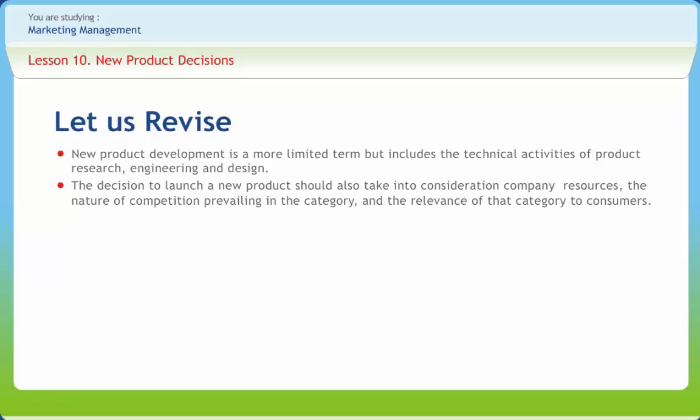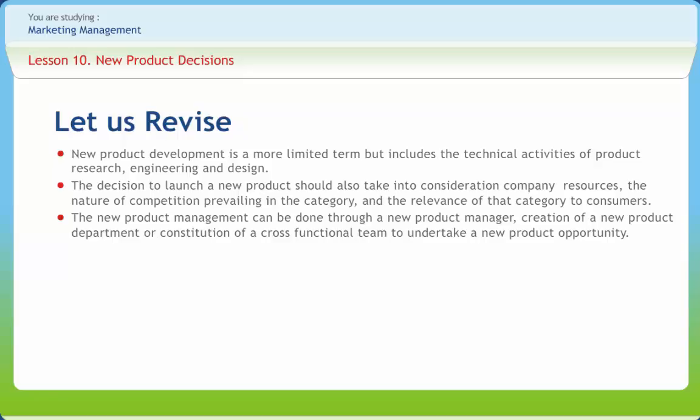These evaluations help in identifying the positions of existing products with competitors as well as emerging new product ideas. The new product management can be done through a new product manager, creation of a new product department, or constitution of a cross-functional team to undertake a new product opportunity. New product ideas may come from internal sources like company people, dealers, and suppliers, or from external sources like consumers, commercial market intelligence, and competitors.